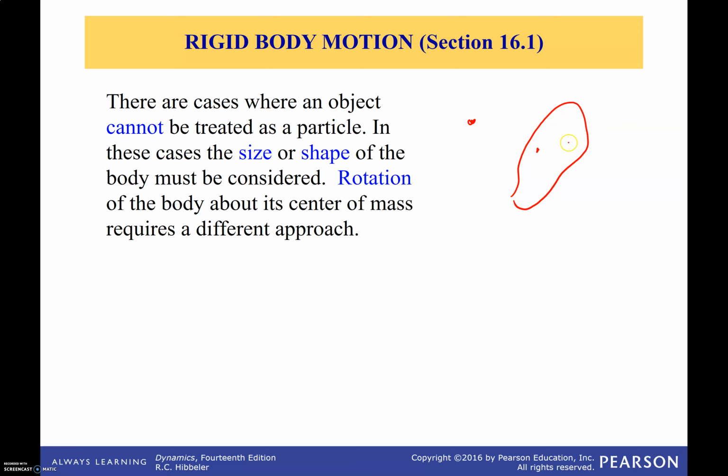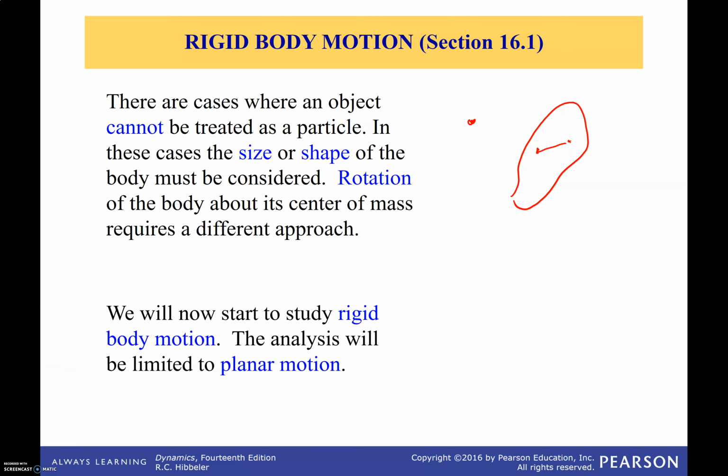It has many points, and the key feature is that the distance between any pair of points within the rigid body never changes. So it has a size, it has a shape, and it can have a very complex motion. The purpose of this chapter is to study the kinematics of that complex motion.